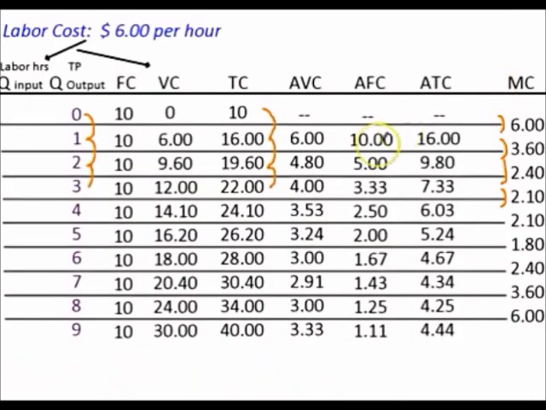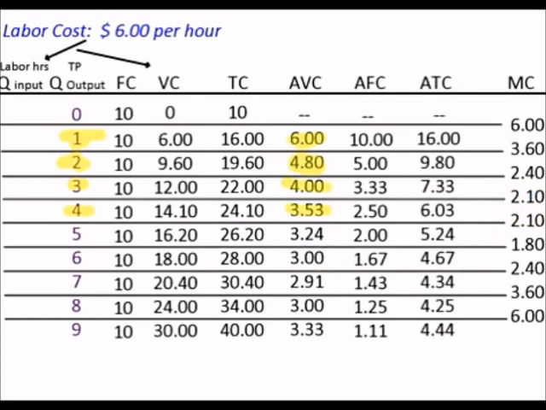What do I mean by that? Well, your plot point here, let me erase a couple of these. Your plot point here is going to be for average variable cost, 1 for the x-axis and 6 for the y-axis. That's a plot point. Put a dot. 2 on the x-axis, quantity of output, 4.8 on the y-axis. Put a dot. 3 and 4, put a dot. 4 and 3.53, put a dot. Once you've done that, connect all the dots and label it AVC.